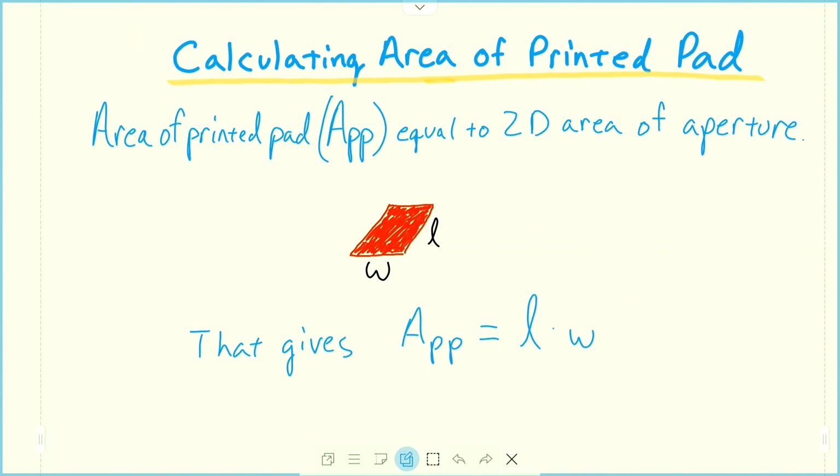Now we're going to be calculating the area of a printed pad. The area of the printed pad, APP, is equal to the two-dimensional area of the stencil. More specifically, APP is equal to the length of the aperture times the width of the aperture, the aperture determining the amount of pad that is printed.